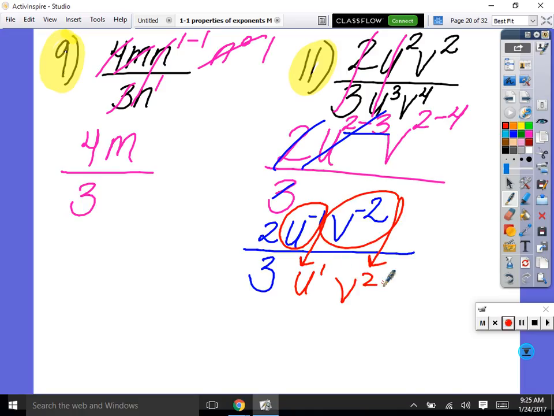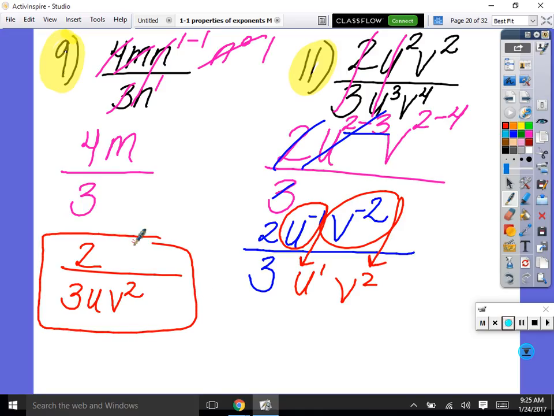So our final answer, I'm going to write it over here. 2 on top, that's it. We have a 3 and a u and a v squared. This would just be the pretty way of rewriting it. One last time, so that I have a nice, pretty final answer with no work.